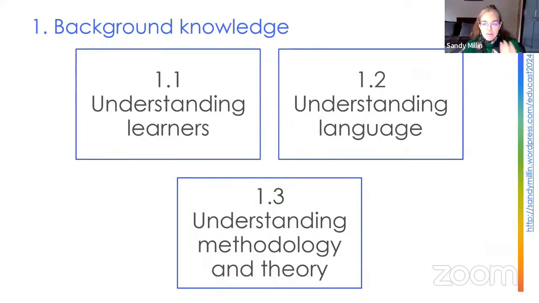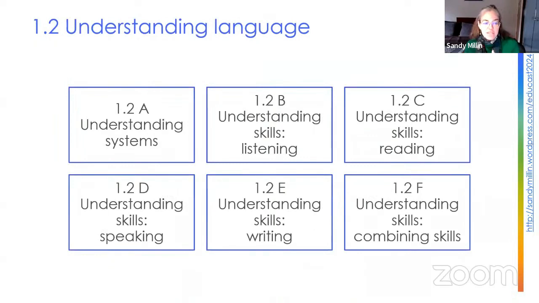So for example, to take a simple one, understanding language is divided into A, understanding systems, which is grammar, vocabulary, pronunciation. I'll show you that in more depth in a moment. B is understanding skills, understanding listening. C is reading. D is speaking. E is writing. And then F is understanding how to combine those skills. So this is background knowledge at this point, your knowledge that will feed into your materials.